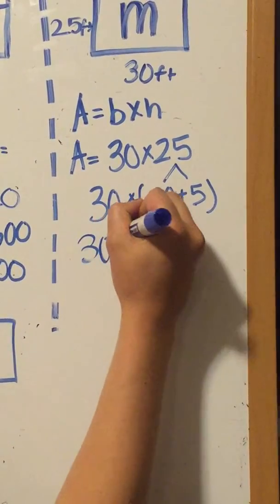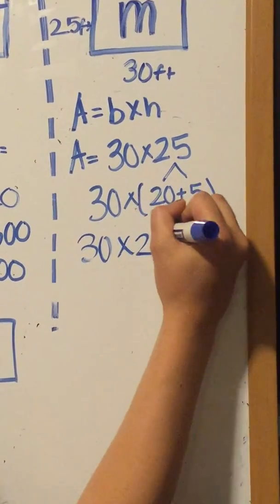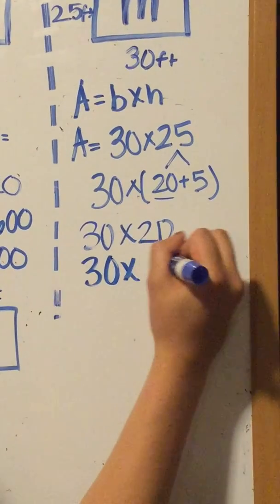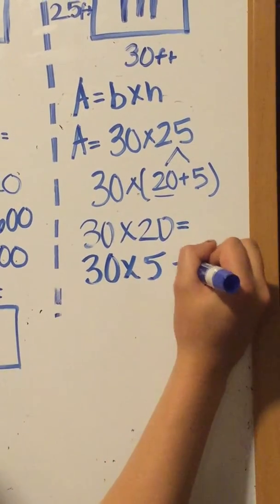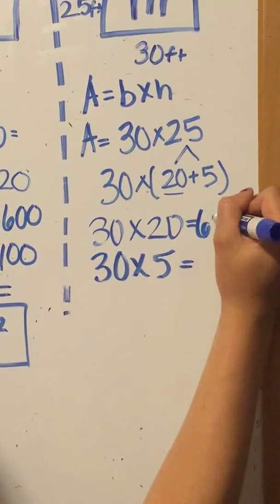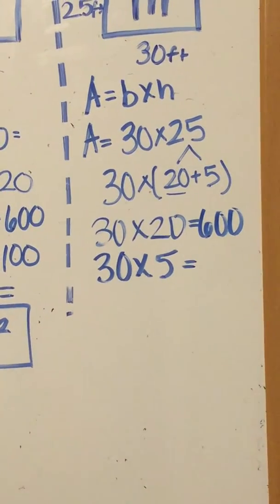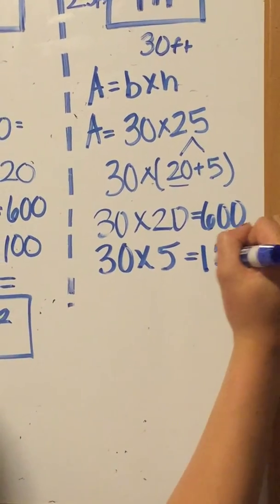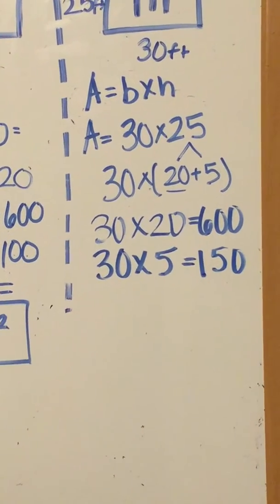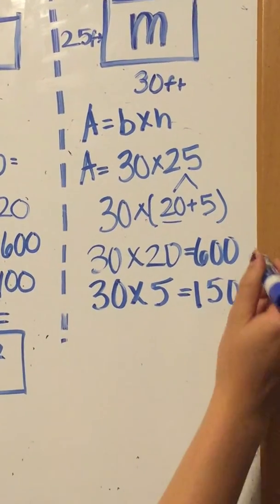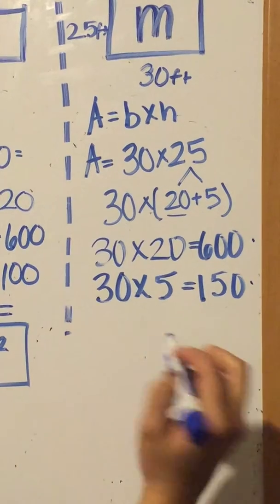So we will multiply 30 times 20 and 30 times 5. 30 times 20 is 600, and 30 times 5 we get 150. Now, like we did with Carl's garden, to find the total area we must add both of these together.